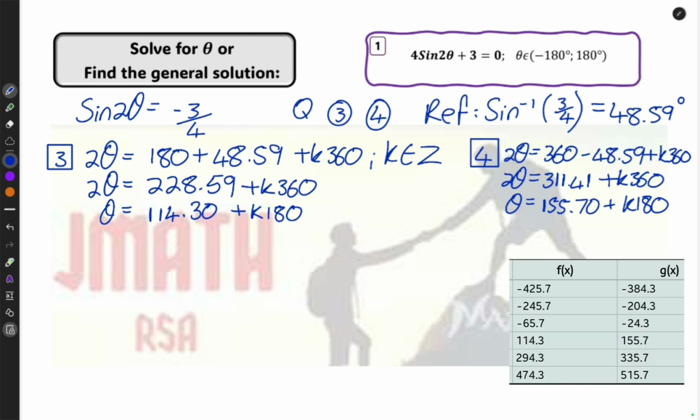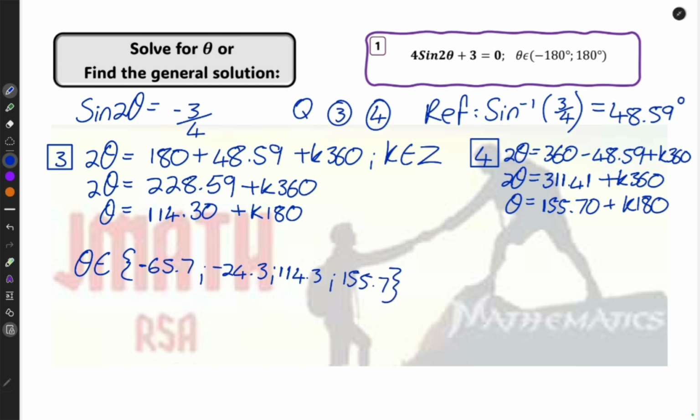Then you can see these are the answers they give me, but I'm only interested in all the ones that are between minus 180 and 180. So the final answer would be, and then I can just leave it like that. That is then the specific solution.